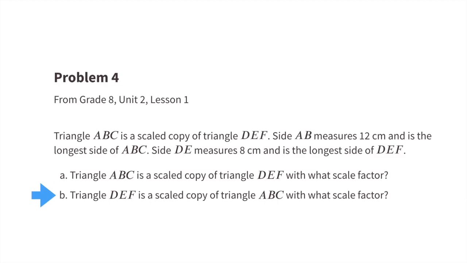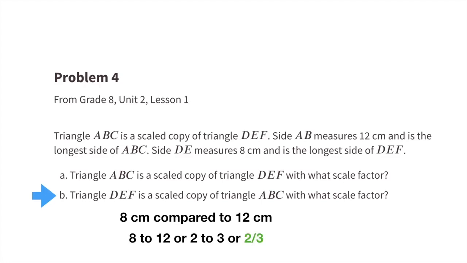B. Triangle DEF is a scaled copy of triangle ABC with what scale factor? 8 centimeters compared to 12 centimeters. That's the same as an 8 to 12 ratio. An 8 to 12 is the same as 2 to 3 or 2 thirds. The scale factor would be 2 thirds.